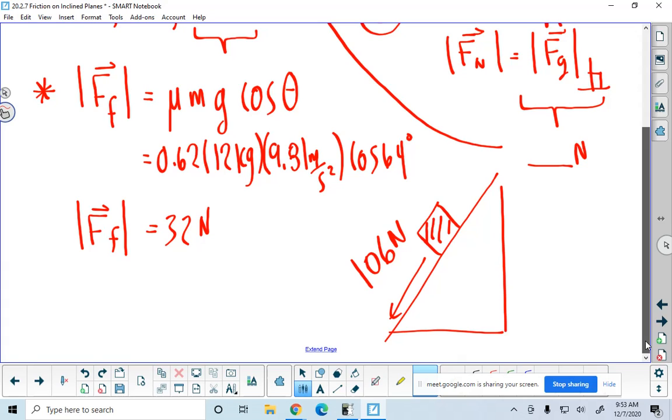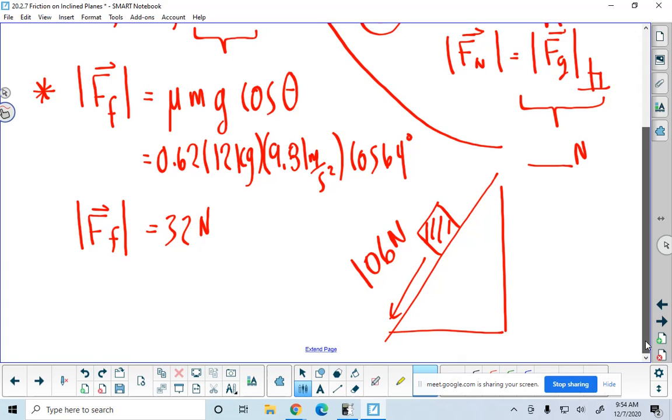So gravity is pulling the box towards the bottom of the ramp, parallel to the ramp, with 106 newtons. And my question is, is the box going to move? Taylor says yes. That's correct. The box will move. And Andrea adds to that, yes, because the force of friction is smaller. The force of friction is the only force opposing that motion.